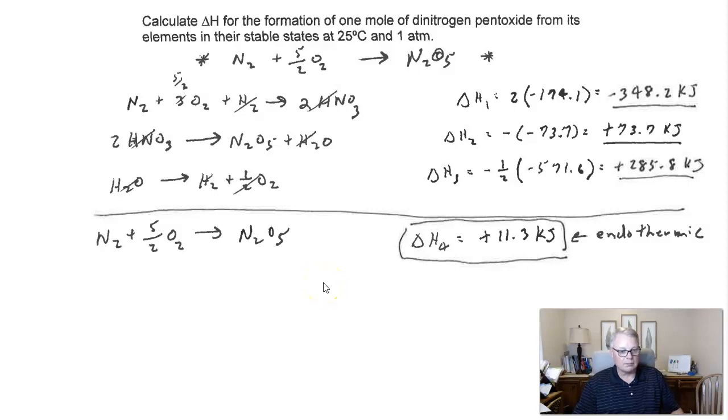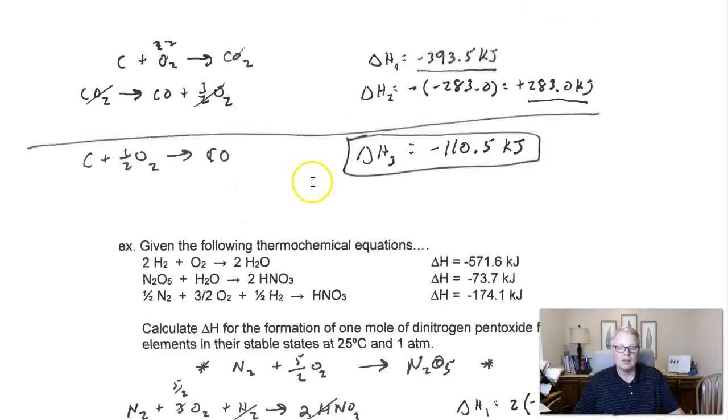Why does it work? Side note here. Why does it work? Well, it works because delta H is a state function. What is a state function or a state property? It's a property that is path independent. It doesn't matter how you get there. All that matters is where you start and where you finish.